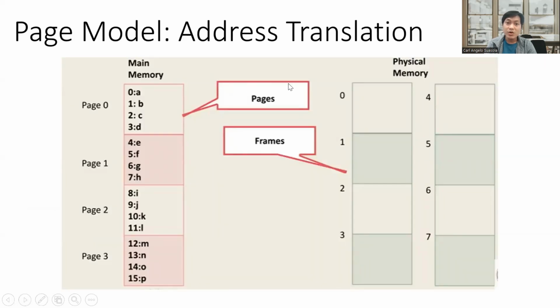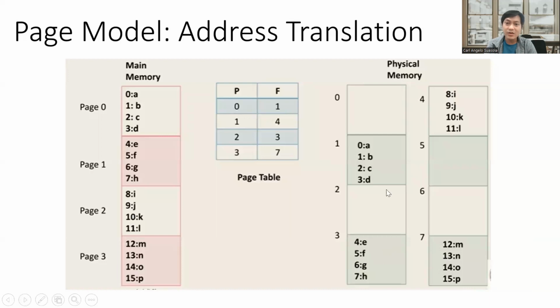We have a page model, which is the address translation that occurs during paging. For example, we have a block of memory that contains blocks of pages. We have page 0, 1, 2, and 3. Inside page 0, there will be several instructions allocated. We have 0, 2, 3, which also have data entry. These blocks are called pages. And here in physical memory, we also have blocks, which are called frames.